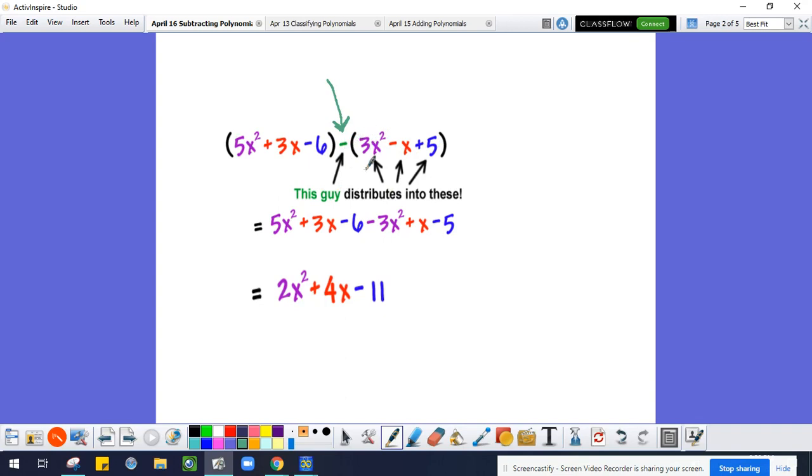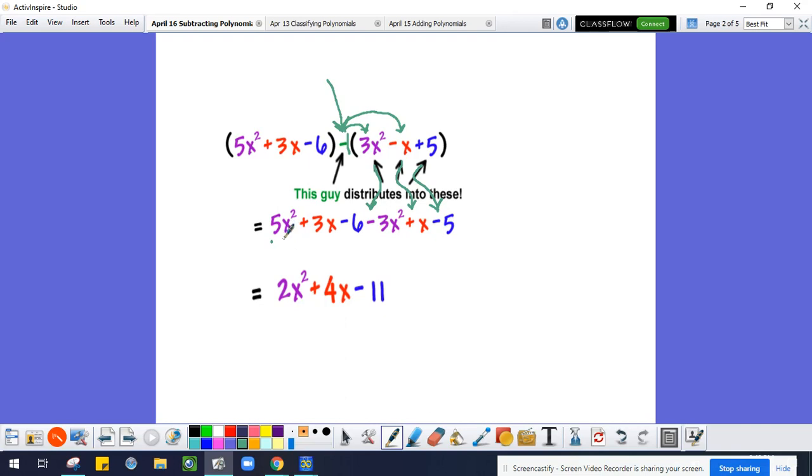So what happened to this positive 3x squared right down here? It's a negative 3x squared. This negative 1 times positive 3 became negative 3. Same thing to the next one. Negative 1 times negative 1 became positive right here. And negative 1 times positive 5 became a negative 5 right here. The 5x squared plus 3x plus 6 is still from the first parentheses, but everything in the second parentheses has a new sign in front of it. If it was positive, now it's negative. If it was negative, now it's positive.